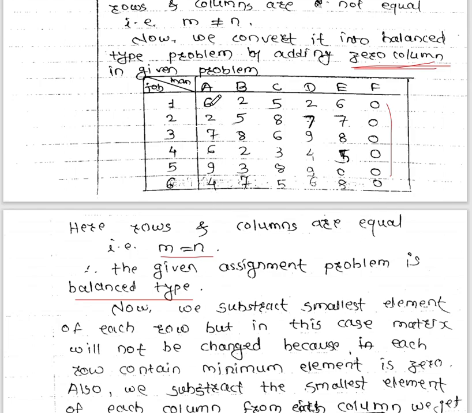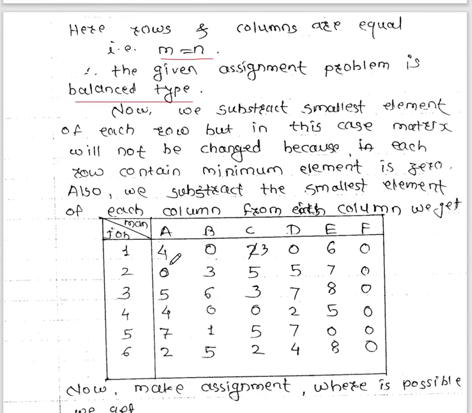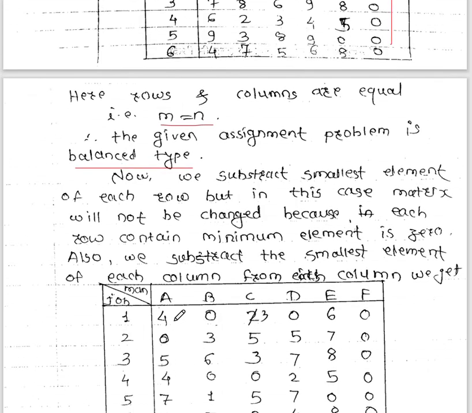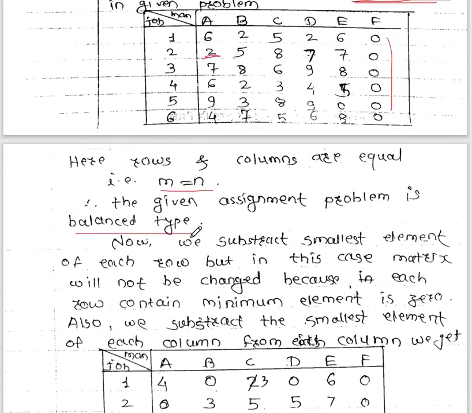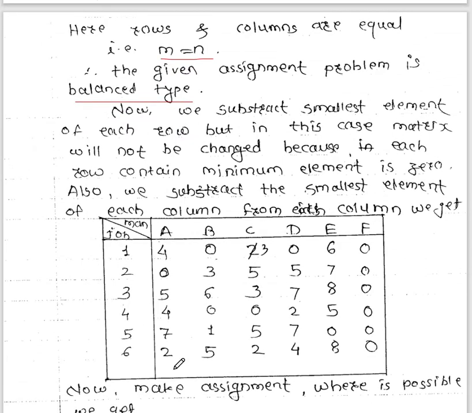In the first column we want at least one 0. For that we have to subtract the smallest element from each element. Here 2 is the smallest element, so we subtract it from this column. We get 6 minus 2, that is 4; 2 minus 2, that is 0; then 7 minus 2, that is 5; then 6 minus 2, that is 4; and 9 minus 2, that is 7, and 4 minus 2, that is 2. In this way we find the first column.